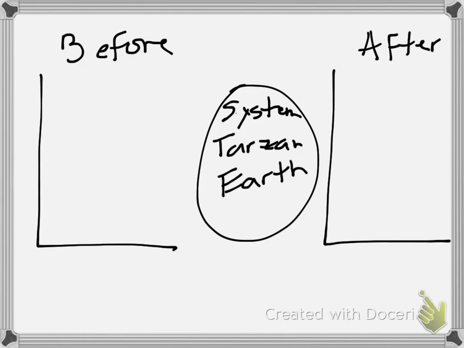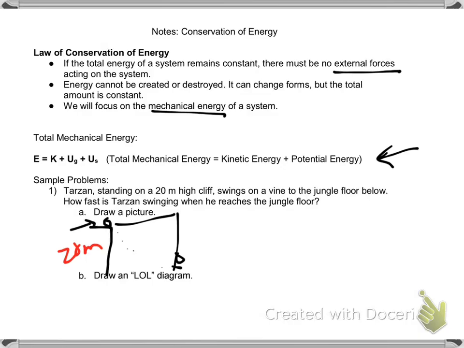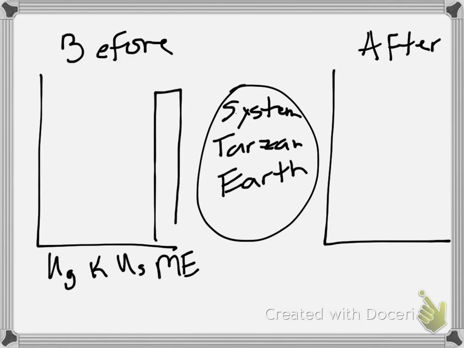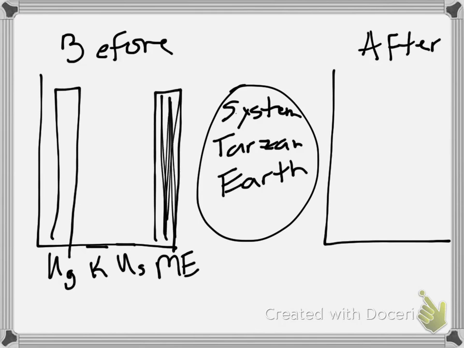So before, let's go back to our diagram, right? Before, Tarzan's up here, he's not doing anything, he hasn't dropped yet, he's way up in the air, which means that out of our types of energy, we have this certain amount of mechanical energy, and all of that mechanical energy is gravitational potential. We don't have any kinetic, we don't have any potential that is spring or elastic. So our bar chart is showing us that our mechanical energy here, you can color it in if you want, is all gravitational.